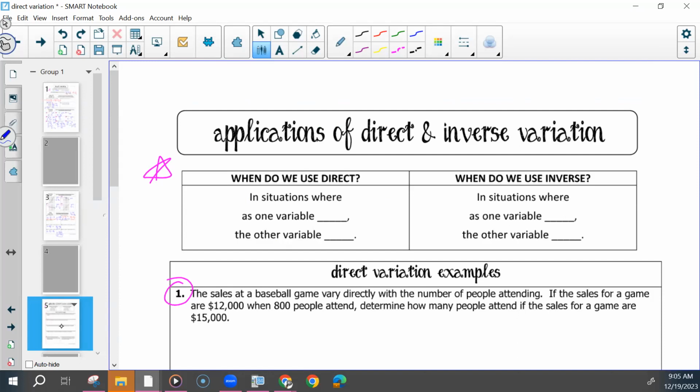We use direct variation in situations where one variable goes up, the other goes up. So I could say the more you study, the better your grades are. But these also can go down together. The less you study, the worse your grades in general. So these either go up together or down together. And we'll talk more about some of those examples.